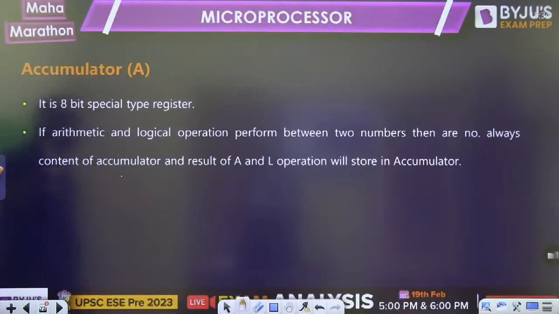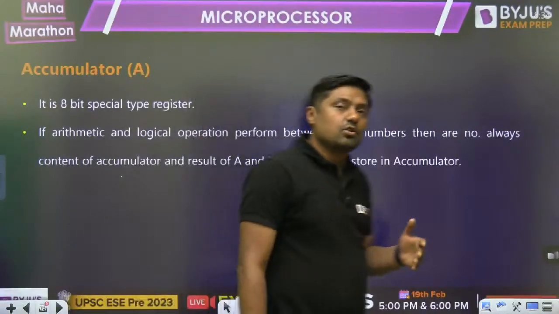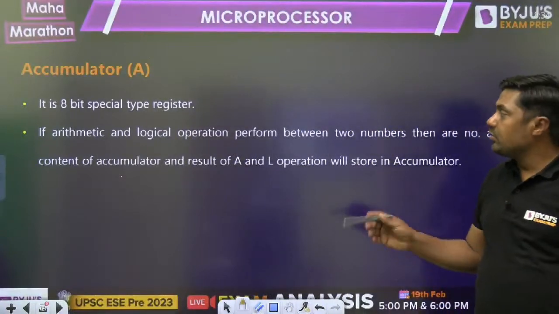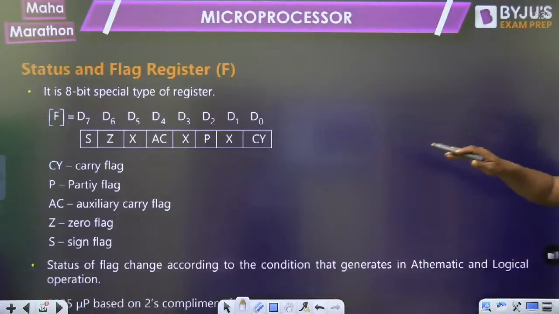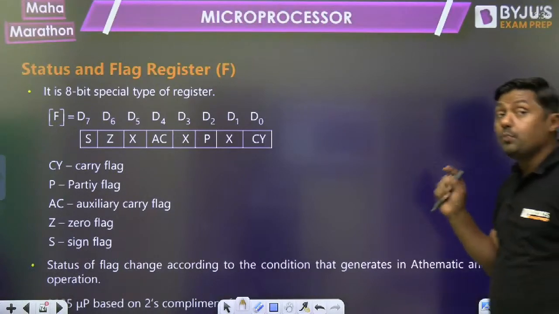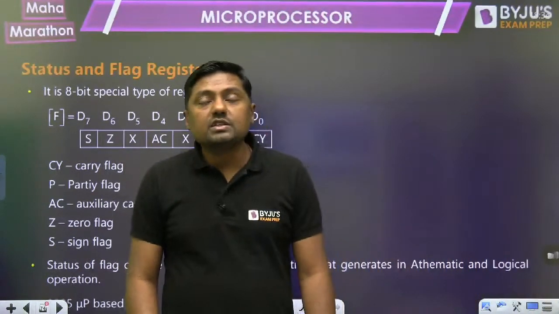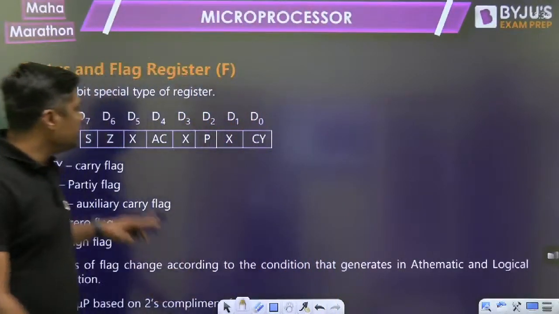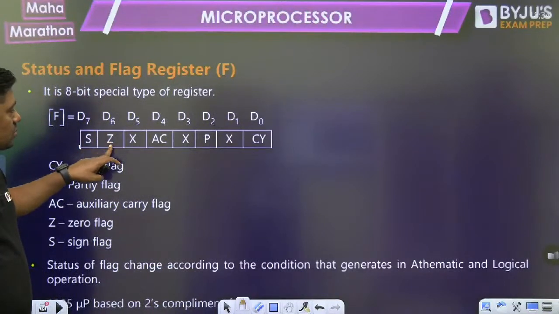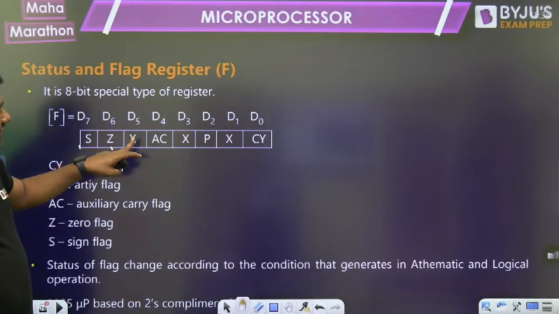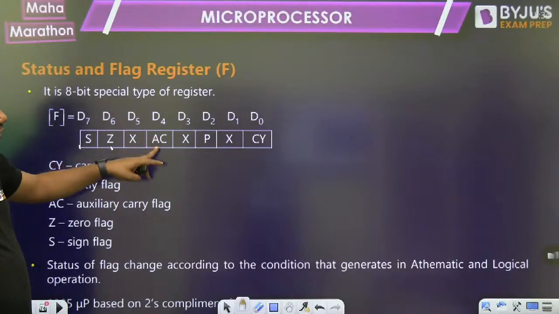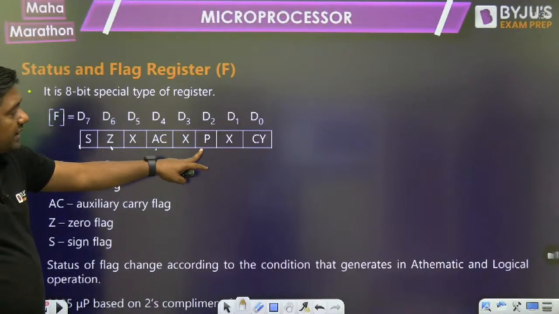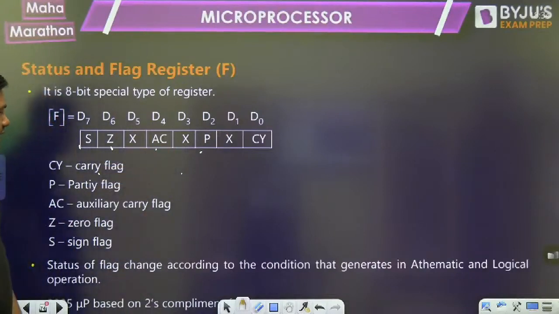Okay, these are the registers. It is an 8-bit special type of register, and when any arithmetic or logical operation is performed between two numbers, the result will be stored in the accumulator. And then this is the status and flag register. Please remember the positions also. They will give the content of the flag register and ask for the value. So remember the positions. D7 is the sign flag. D6 is the zero flag. D5 is don't care. D4 is auxiliary carry. D2 is parity. And this is the carry flag.